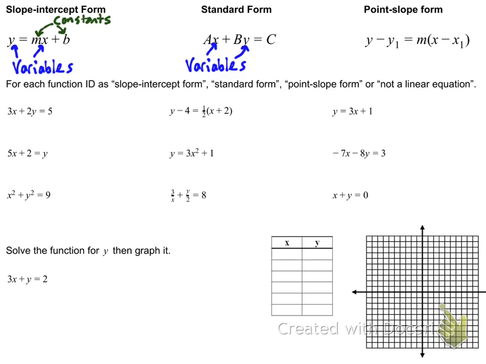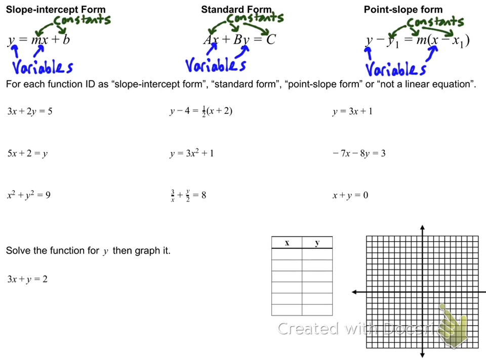For a standard form, x and y are on the same side. You see the variables are there, in this case on the left, and we have 3 constants, a, b, and c. For point slope form, the variables are kind of spread out. There's y on the left there, and then x is inside the parentheses, and the constants are y1, m, and x1.